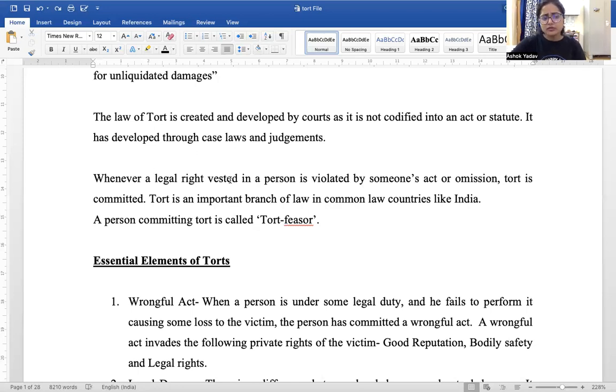Whenever a legal right vested in a person is violated by someone's act or omission, tort is committed. Tort is an important branch of law in common law countries like India, okay? And any person who commits a tort will be called a tortfeasor.